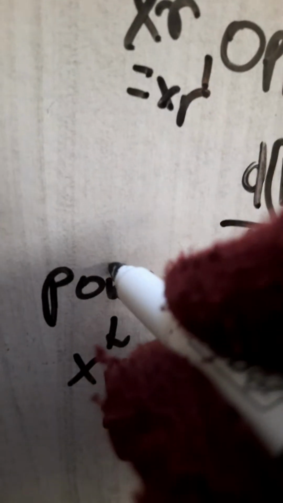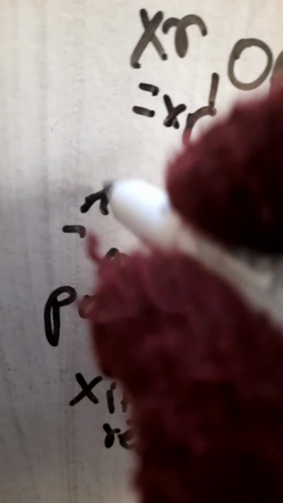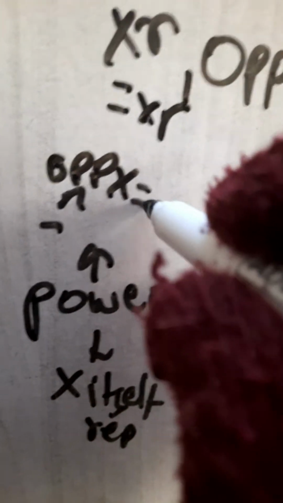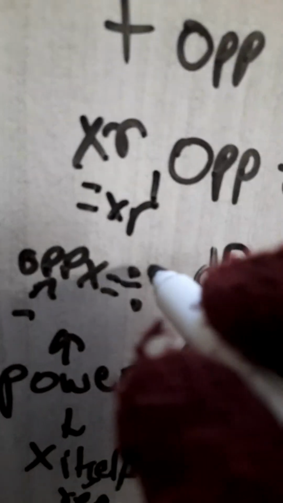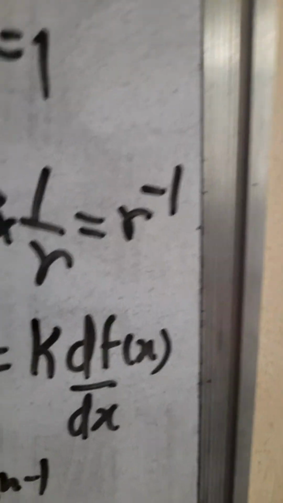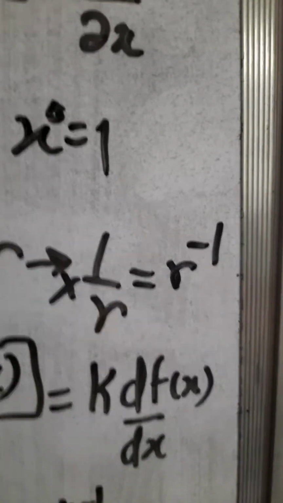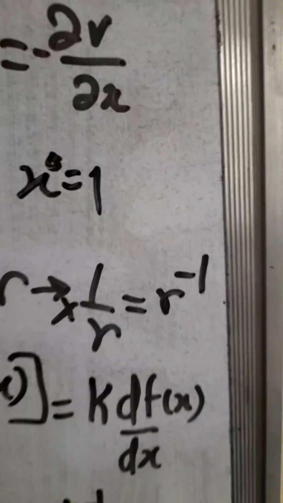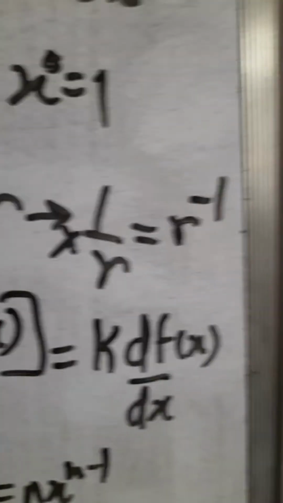When it is negative power, negative means opposite of multiplication, which is division, so division repeatedly. Since this is r raised to minus 1, it is like the opposite of multiplying by r. Opposite of multiplication is division, so it is dividing by r.